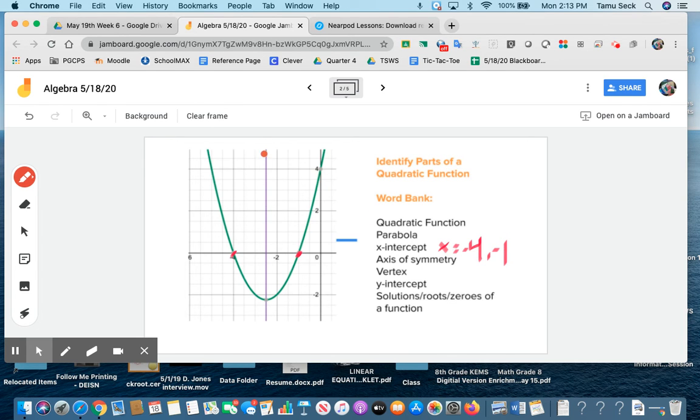The axis of symmetry is right here in purple. The axis of symmetry is what splits it in half. It's like a mirror image. The axis of symmetry is at like -1.5.